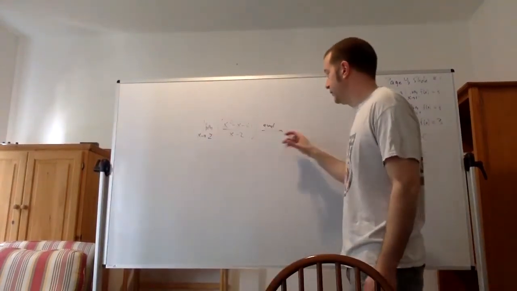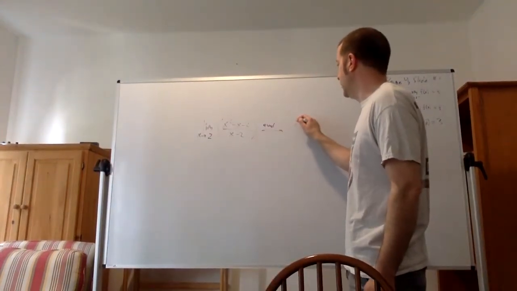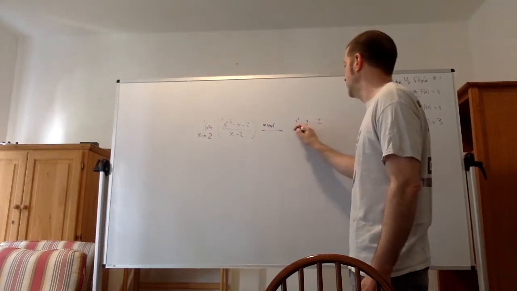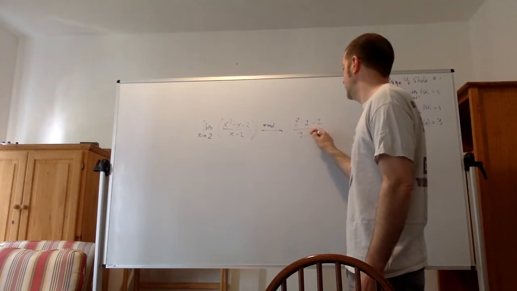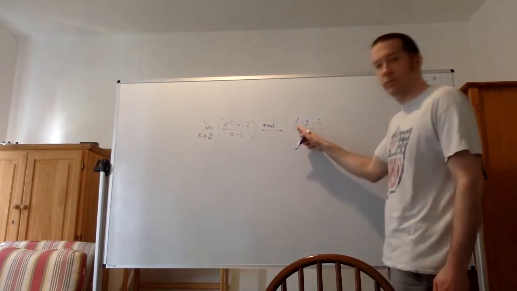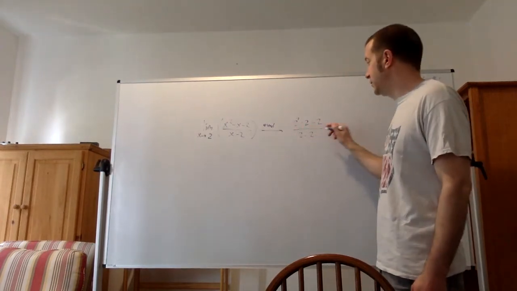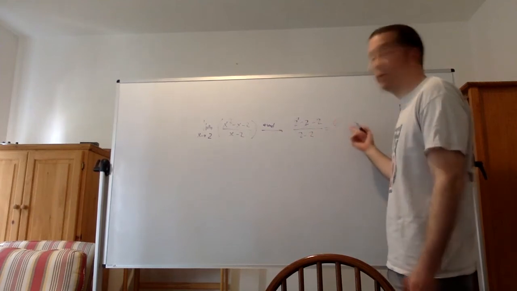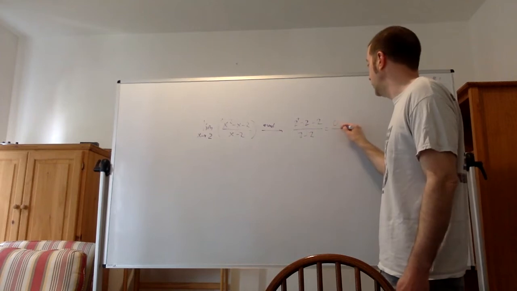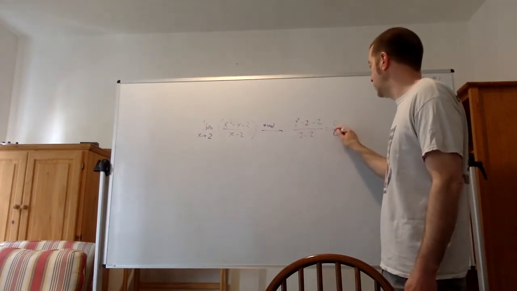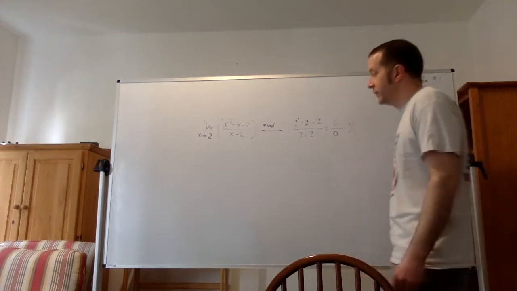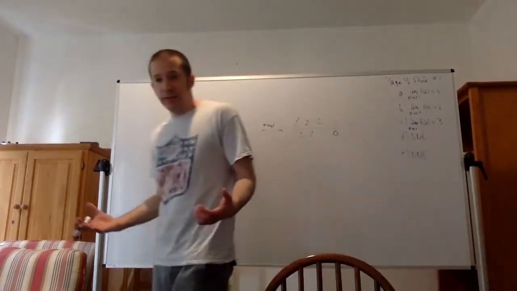So I just plug a 2 in for x, and I see I get 2 squared minus 2 minus 2 over 2 minus 2. This is 4 minus 2, which is 0. 0 on top is okay. That's just 0, if it's a fraction, 0 over a number. But here I get 2 minus 2, which is 0 over 0. No good. That doesn't work. So how do I find this limit?